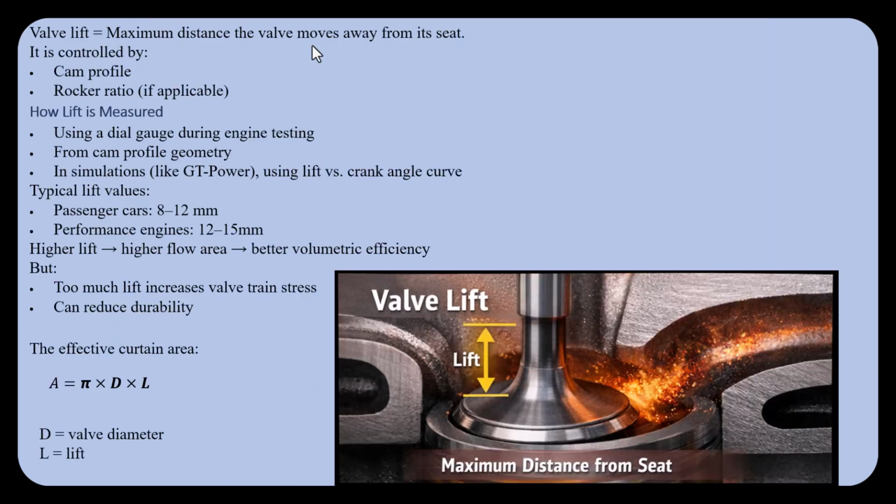What is valve lift? It means the maximum distance the valve moves away from its seat, and it is controlled by the cam profile. And absolutely, increasing lift may lead to better high RPM, high speed breathing, but also higher mechanical stress and more friction losses.